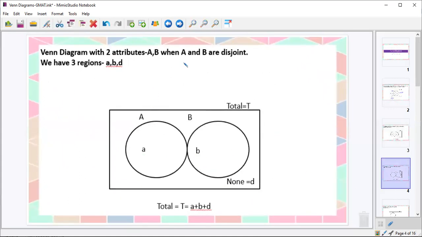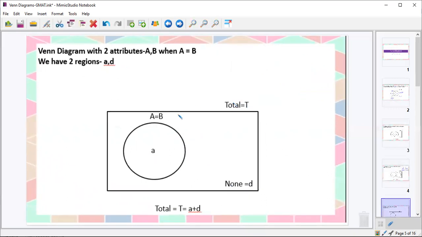We can have a different scenario in which A and B are disjoint. That means there is nothing common between A and B. An example of A and B can be a set like male and female. This is a disjoint set. A set like married and unmarried is also a disjoint set. There is nothing common between them. So I can represent it in this form. Over here, I am missing one region, which is the common region. I have basically just 3 regions, A, B, and D over here. And the total comes out to be the sum of A, B, and D.